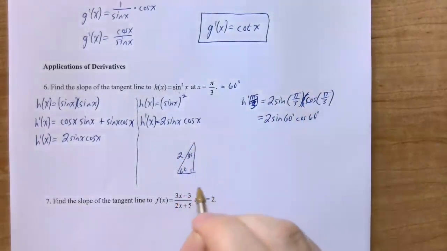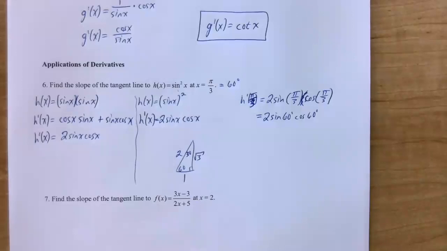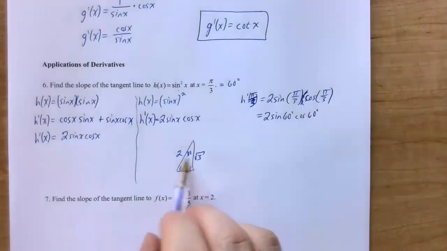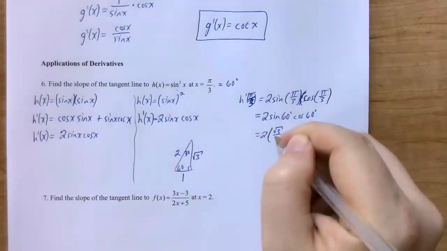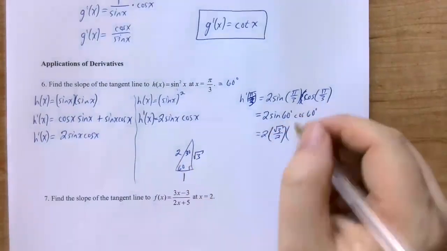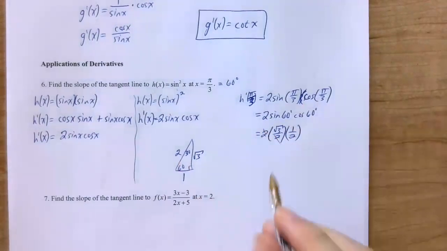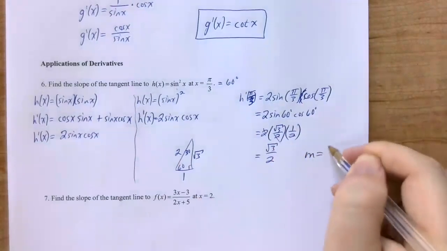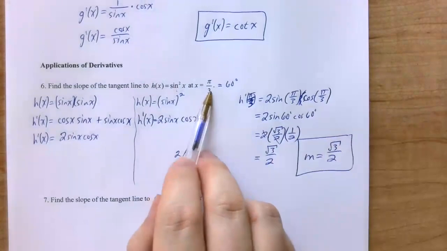Let's use the one with the hypotenuse of a 2. Across from the 30 is a 1. Across from the 60 is root 3. So sine of 60 degrees is opposite over hypotenuse, so root 3 over 2. And then cosine of 60 is adjacent over hypotenuse, 1 over 2. That simplifies. These 2s cancel, leaving just root 3 over 2. So the slope of your tangent line is root 3 over 2 at the x value of pi over 3.